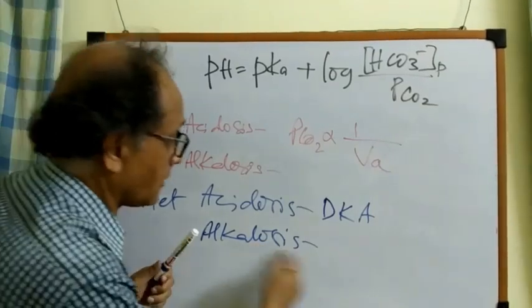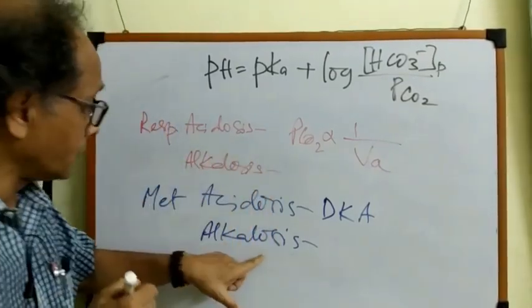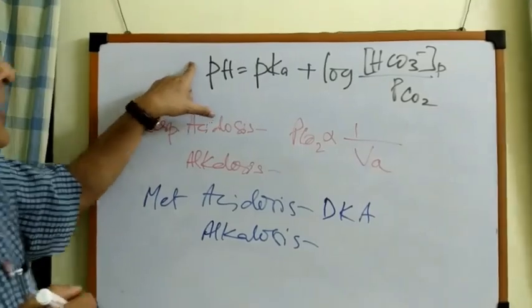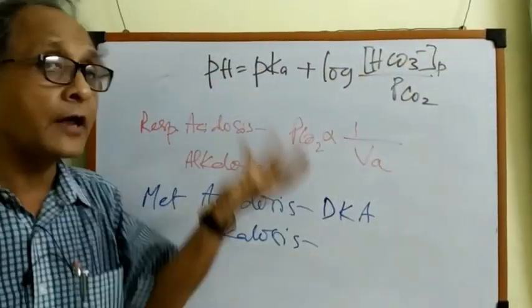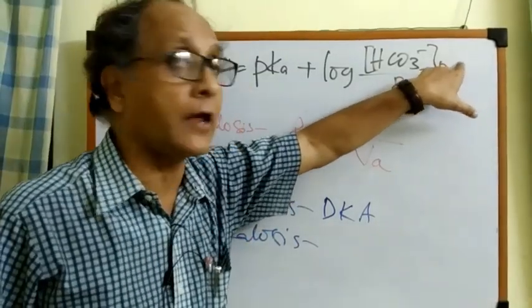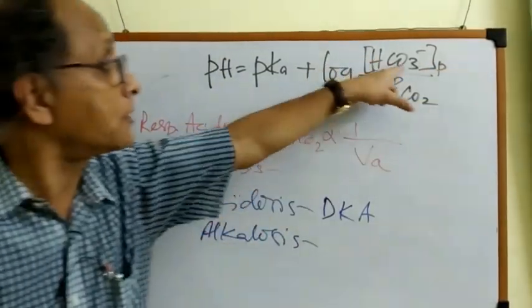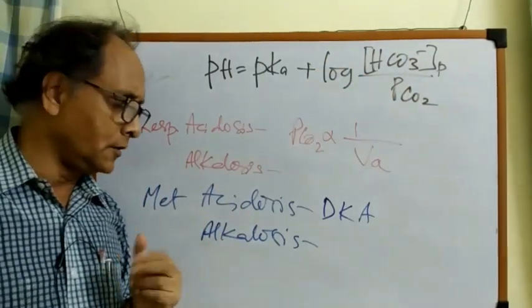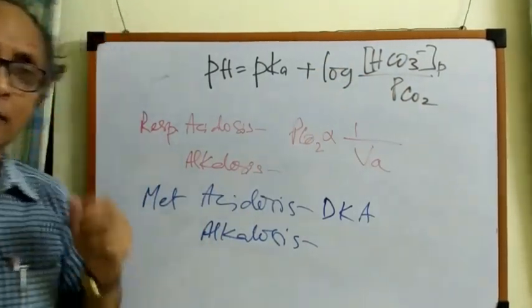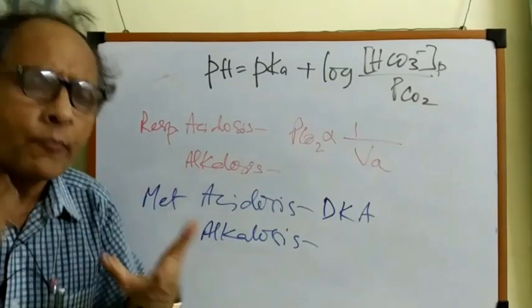And finally, what is metabolic alkalosis? Metabolic alkalosis means pH is increased due to a rise in plasma bicarbonate level. When can plasma bicarbonate level be raised? Plasma bicarbonate can be raised in a situation, as you can understand, when there is excessive vomiting.